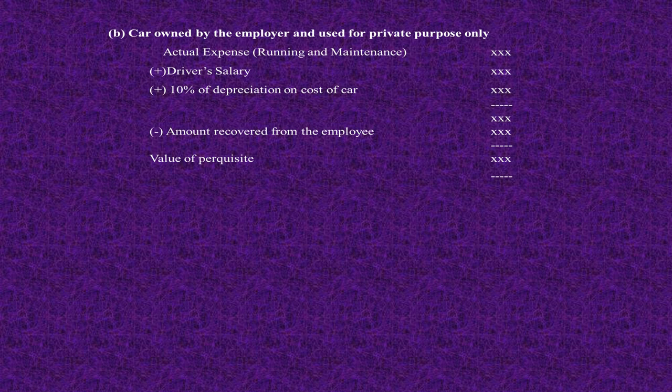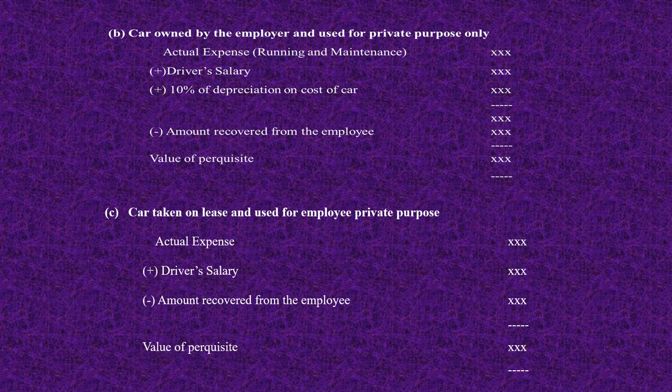Whatever expense I have incurred in running and maintaining the car, plus my driver's salary, plus 10% of depreciation on the car cost will be added. And then this 500 or 1000 rupees that I'm giving back to my employer has to be minused. If you minus that, the value of the perk, the perquisite that I'm getting, will be taxed. The value of perk will be taxed. Do you understand this?